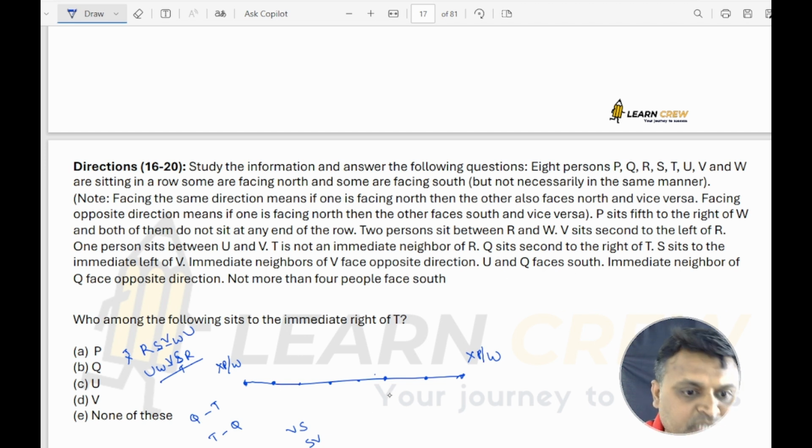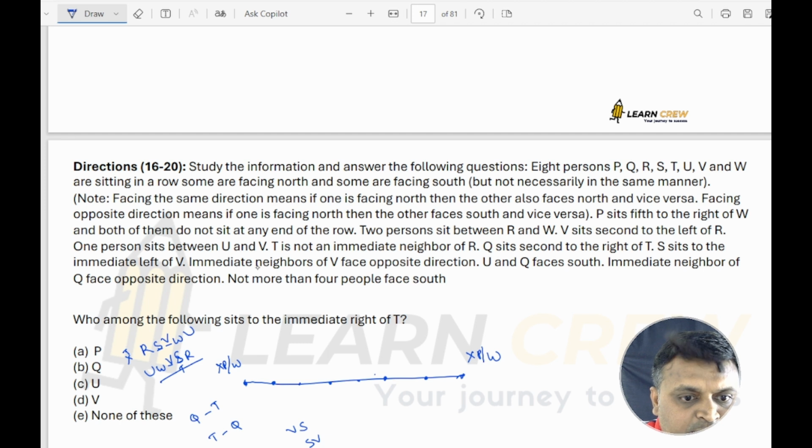U and Q face south. When U and Q are facing south, immediate neighbors of Q also face opposite directions. Not more than 4 people face south. So maximum 4 people can face south.